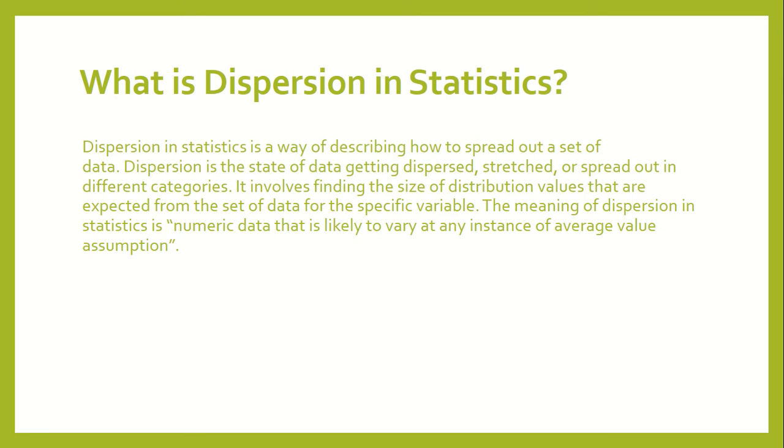Next is, what is dispersion in statistics? So dispersion in statistics is a way of describing how spread out a set of data is. Dispersion is a set of data getting dispersed, stretched, or spread out in different categories. It involves finding the size of distribution values that are expected from a set of data for the specific variable. The meaning of dispersion in statistics is numeric data that is likely to vary at any instance of average value assumption.